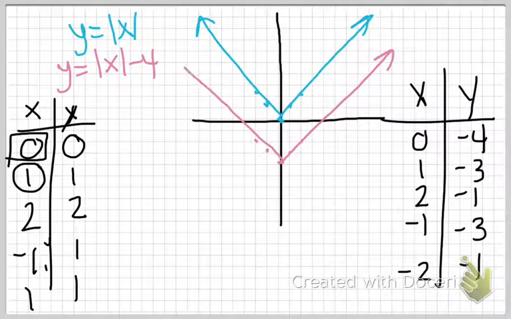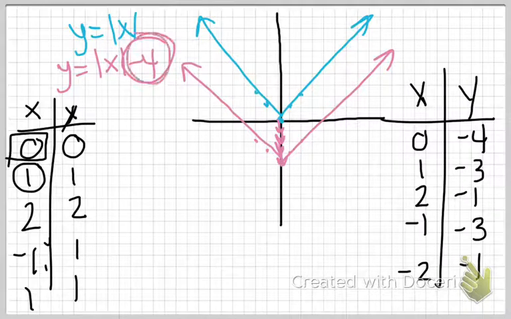Alright, so here we go. I'm going to connect these dots. Okay, what do you notice happens? Did the values of our function change at all? Did it get any wider, any smaller? The only thing that happened was it moved down 4 units. So just like when we talked about parent functions, when we add or subtract on the end, that's going to move it up and down.